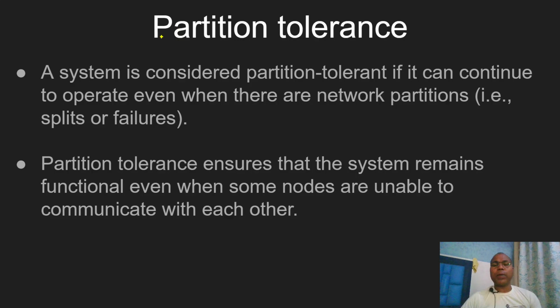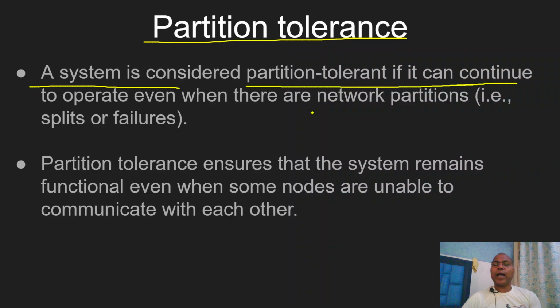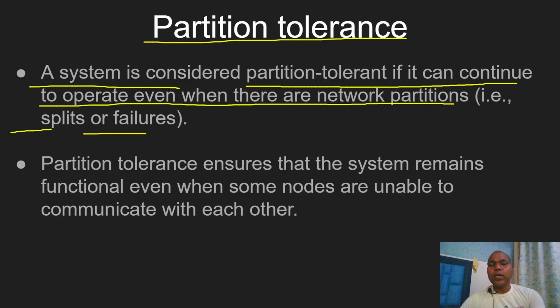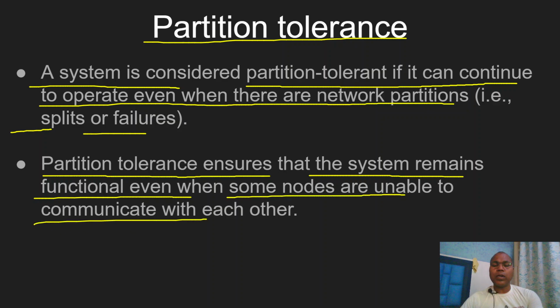And sometimes your system is considered partition tolerant if it can continue to operate when there is a network partition or a split or failure. Anything happens, still our system will work. Partition tolerance ensures that the system remains functional even if some nodes are unavailable or cannot communicate with each other. So any network failure, any split, any network disruption, in those scenarios also your system should be operated, should function.